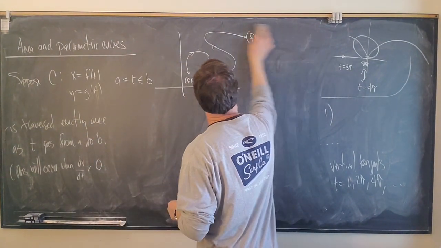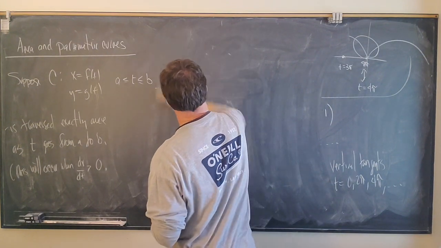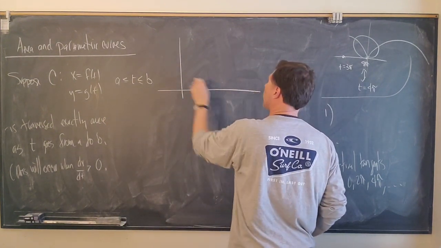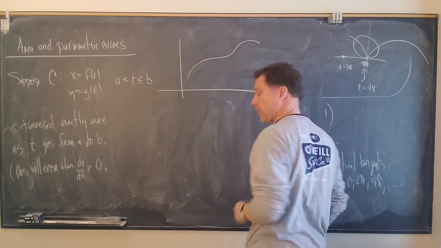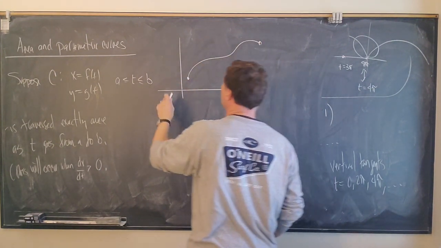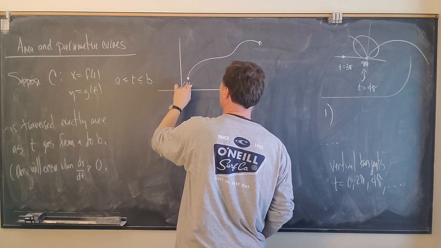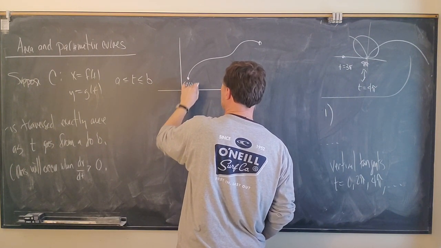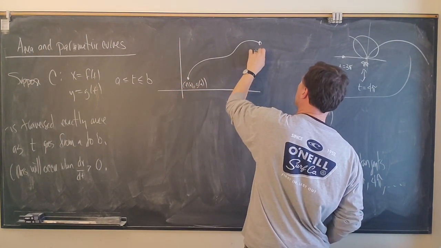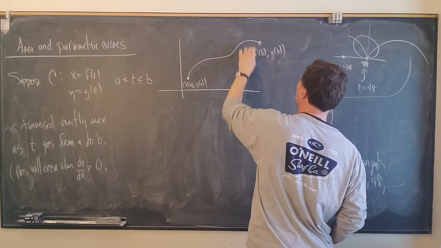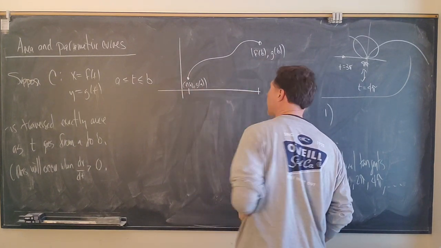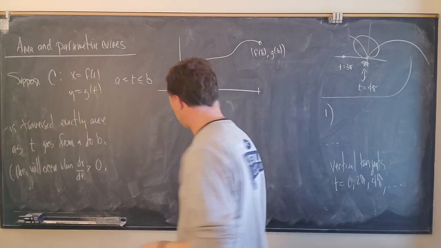Now, let me clean up this picture a little bit. And I want to just take a smaller portion. All right, so let's say that we have some parametric curve like that. Starting point and ending point again. So that's f of a, comma g of a. That's f of b, comma g of b. And what I'd like to know is what's the area under that curve.